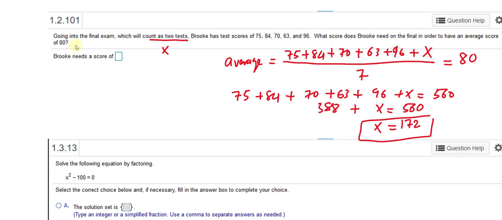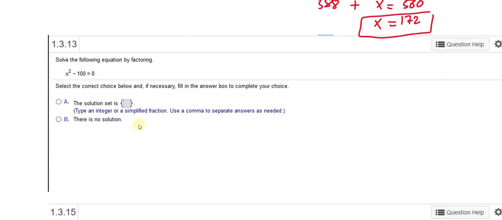Okay, so this problem, we solve this equation by factoring. We have x squared minus 100 equals 0. To factor this one, we know that this is the difference of two squares, right? 10 squared is 100. So we can rewrite it this way.